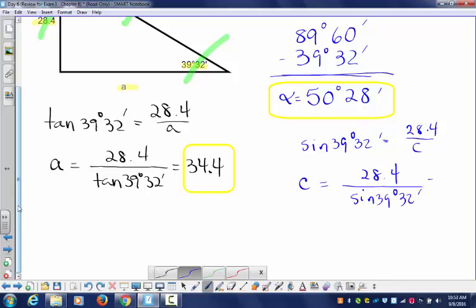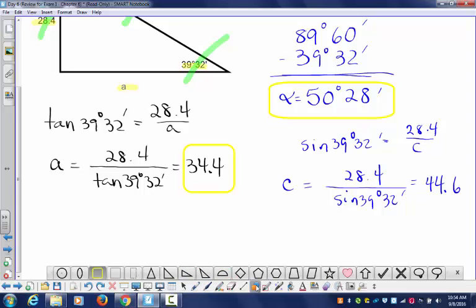Type that into your calculator and rounding to 1 decimal place, what do you get? 44.6. Confirmation? Yep. Good. 44.6, good.